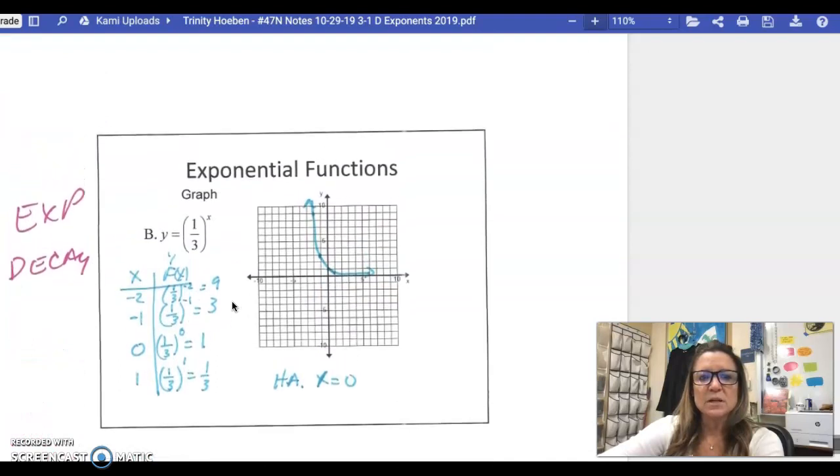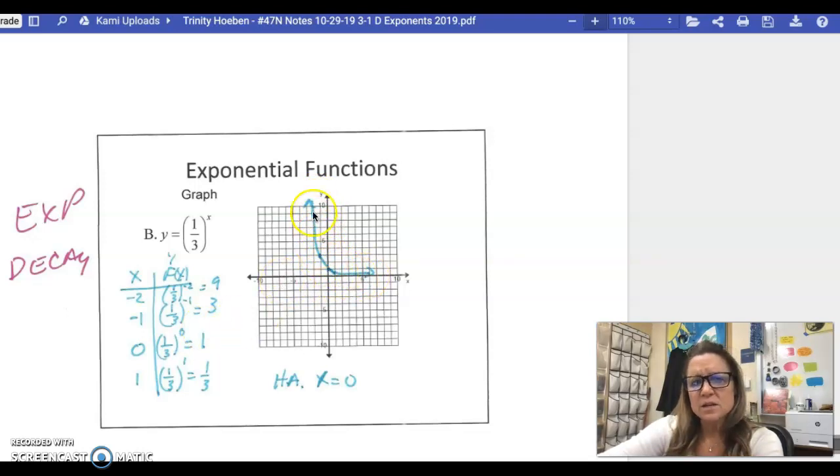Example B is going to be an example of exponential decay. Why? Because that base is 1/3. It's a fraction, okay? All right, so anything to the 0 power, so if we take 1/3 to the 0 power, it's 1. So at 0, we should have that point there at 1. But notice this graph is quickly going down.